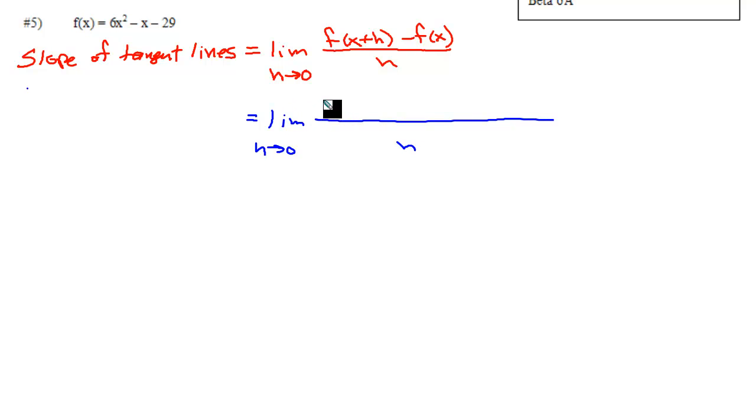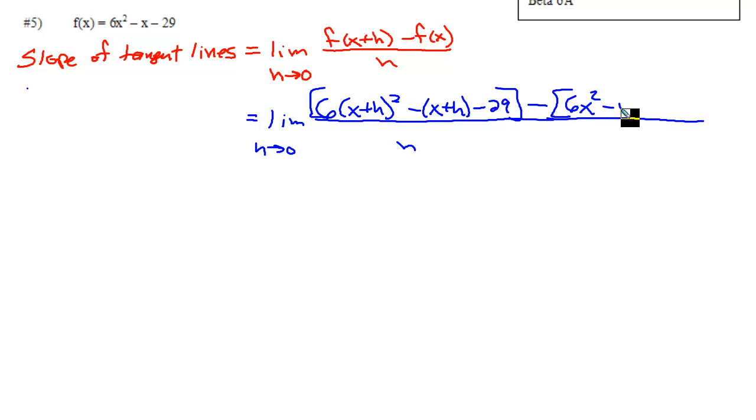So take the original function, replace the x's with an x plus h. When you substitute, you're supposed to use parentheses. I would encourage you to take the f of x plus h, put it in some type of grouping symbol, subtract from that the original function, which must be in some type of grouping symbol.